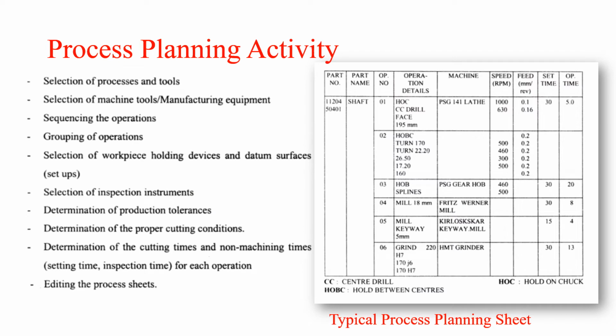The following are the activities of process planning: selection of processes and tools, selection of machine tools, manufacturing equipment, sequencing the operation, grouping of operations, selection of workpiece holding device and datum surface, selection of inspection instruments, determination of production tolerances, determination of proper cutting conditions, determination of cutting times and non-machining times for each operation, editing the process sheets.